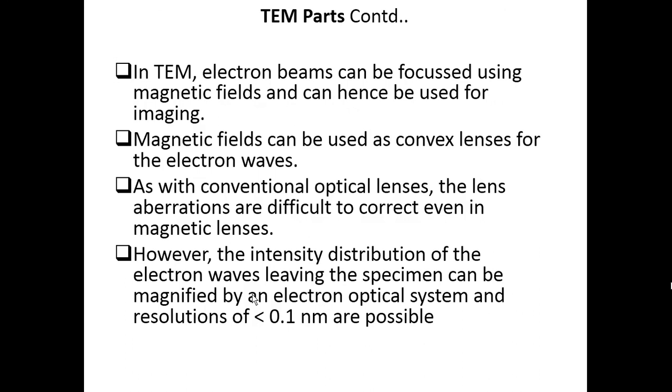Okay. In TEM, electron beams can be focused using magnetic fields and can hence be used for imaging. One thing you have to understand here, this is not an optical instrument, it is an electron beam instrument. So here the enlargement of the object or image is done with the help of electromagnetic lenses. You have to know this. There are no glass lenses here. There are no optical lenses as such here.